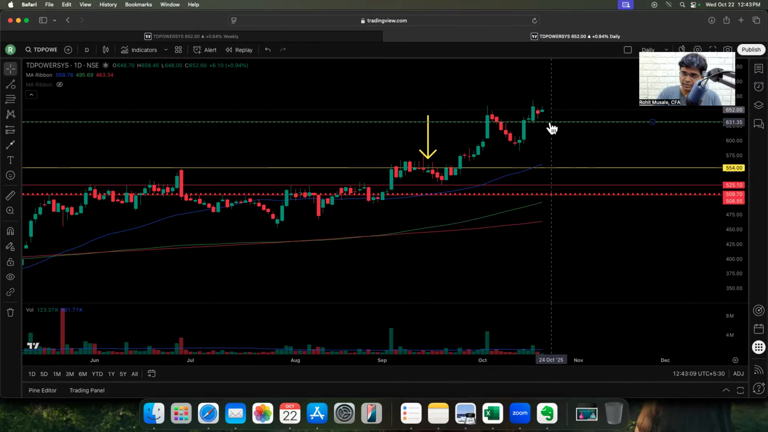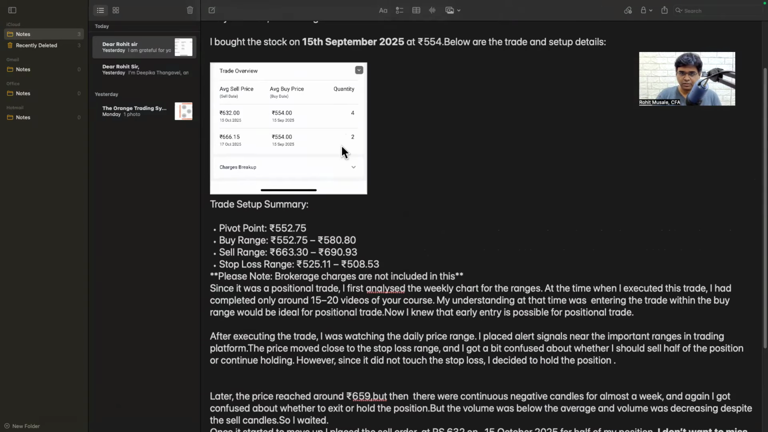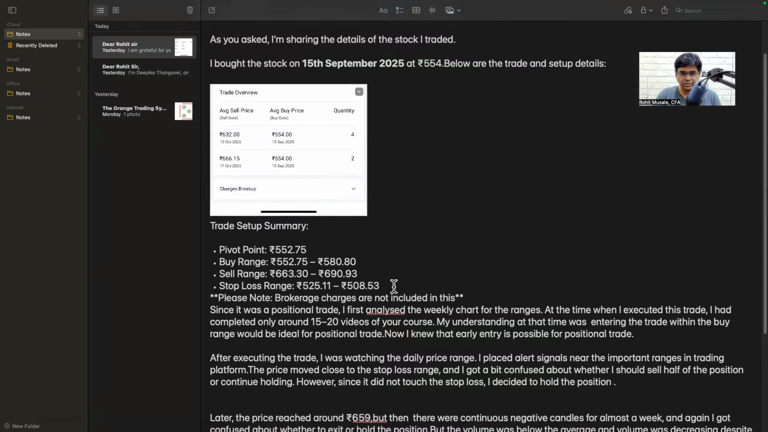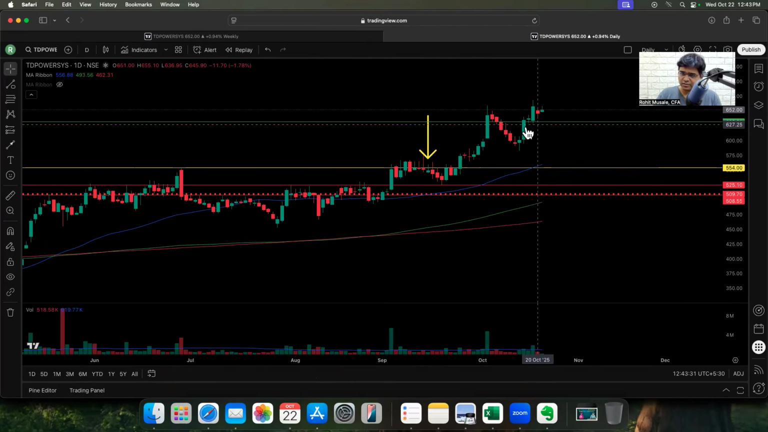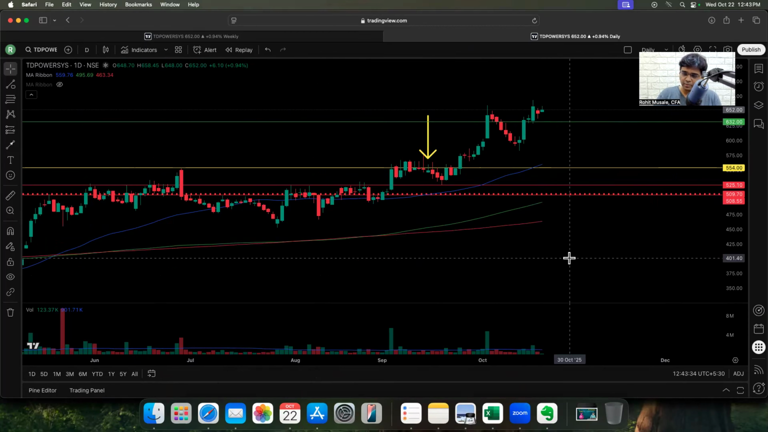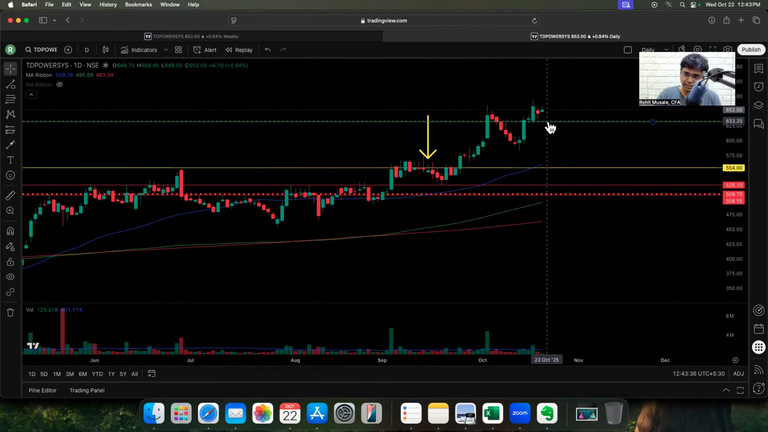First, she places a sell target at 632, which is 15% range. She takes out half the money there. So out of 100 shares, she sells 50. So let's say she bought 8 shares. She's given it here. I think she bought 8 shares. 4 plus 2, 6 shares. Okay, 6 shares. Out of 6 shares, she sells 3 here. Okay, the remaining, she sells 3 at 15%.